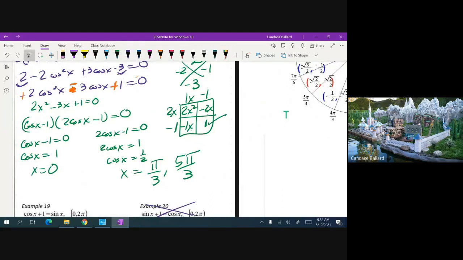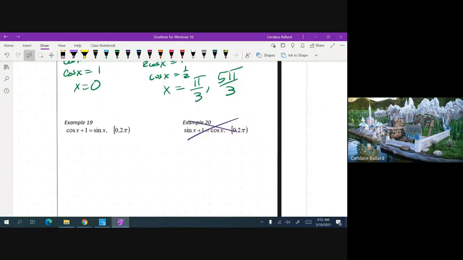Okay, we're going to look at 19 as the last one we're going to do. 19 has an extra little trick in it. One last one, okay, and then I'm going to let you go. All right.